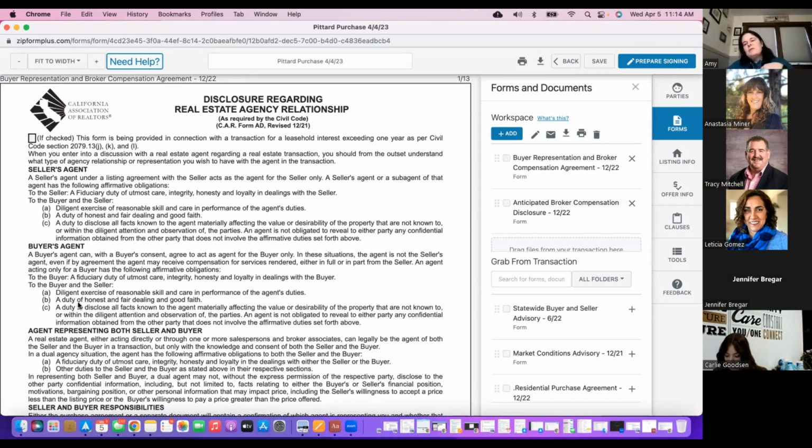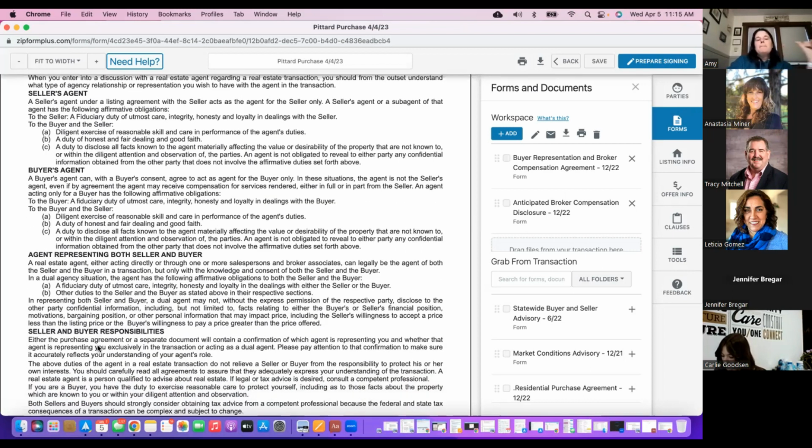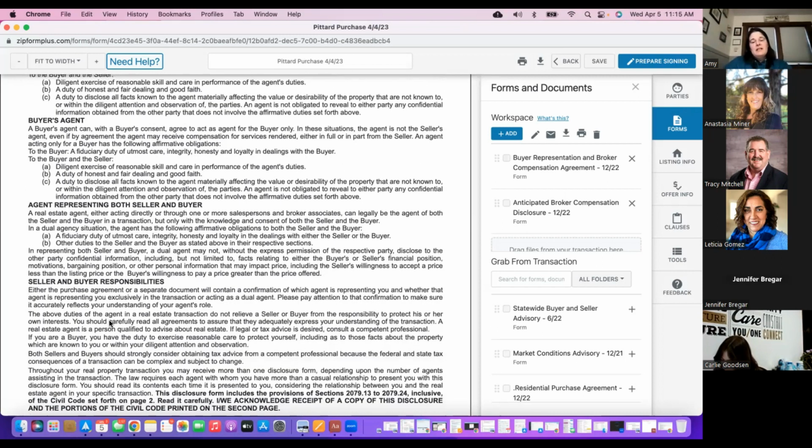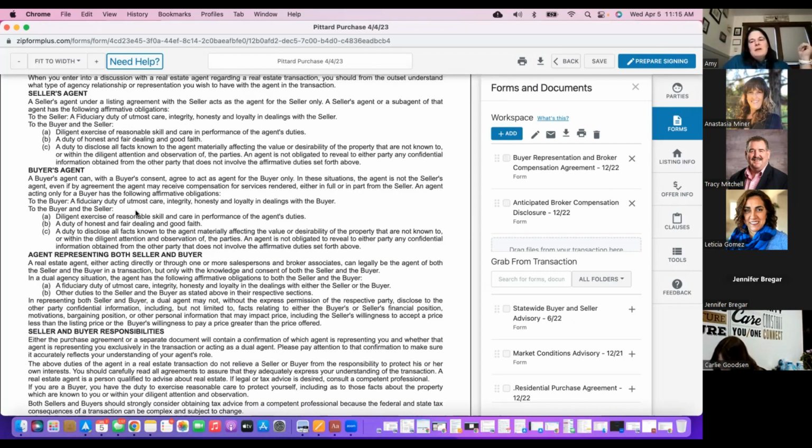A buyer's agent just represents the buyer of a property, or it could be an agent representing both the buyer and the seller in the same transaction. Now, keep in mind too how I would explain this to a potential buyer. We're sitting in front of the buyer going through our buyer presentation, and we're asking them to sign the buyer representation broker compensation form. I would explain this as these are the ways that you can get represented.